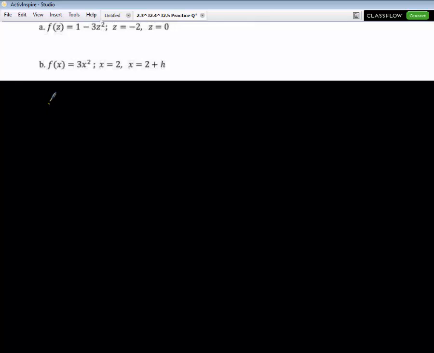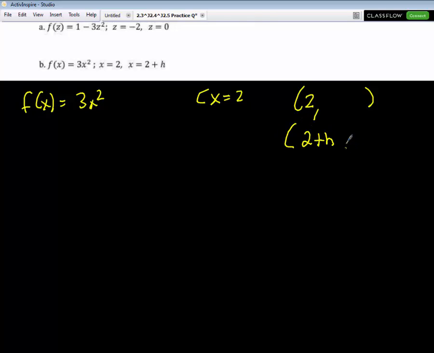All right, for part B, we're doing kind of the same concept. Well, exactly the same concept. So I'm saying f of x is equal to 3x squared. And here, when x is equal to 2, right? So I'm looking for x when x is equal to 2, so that I know 2. I don't know what y is. And when x is equal to 2 plus h, I don't know what y is. So I have to actually plug those in and see what we get. Well, when x is equal to 2, I get 3 times 2 squared. So that would be 3 times 4, which would be 12. So when x is equal to 2, that'd be 12.